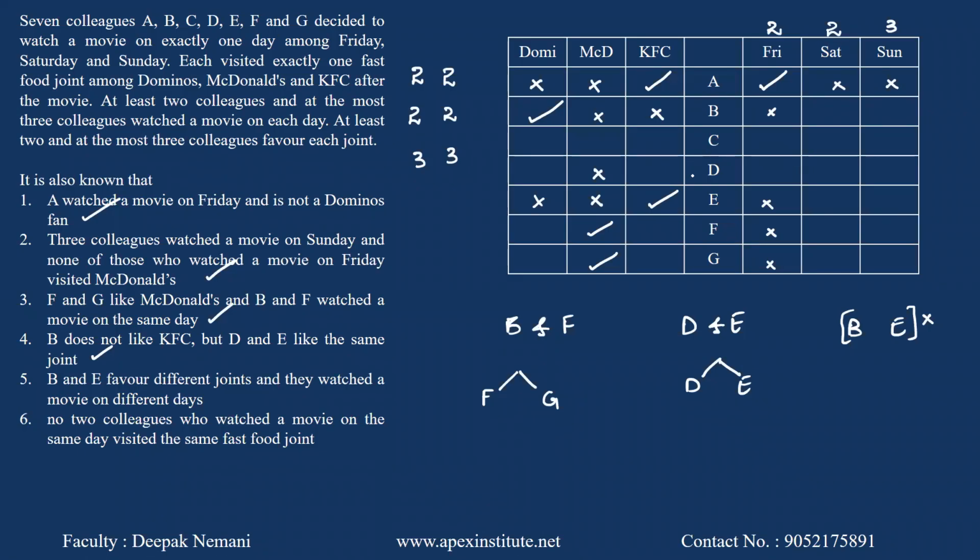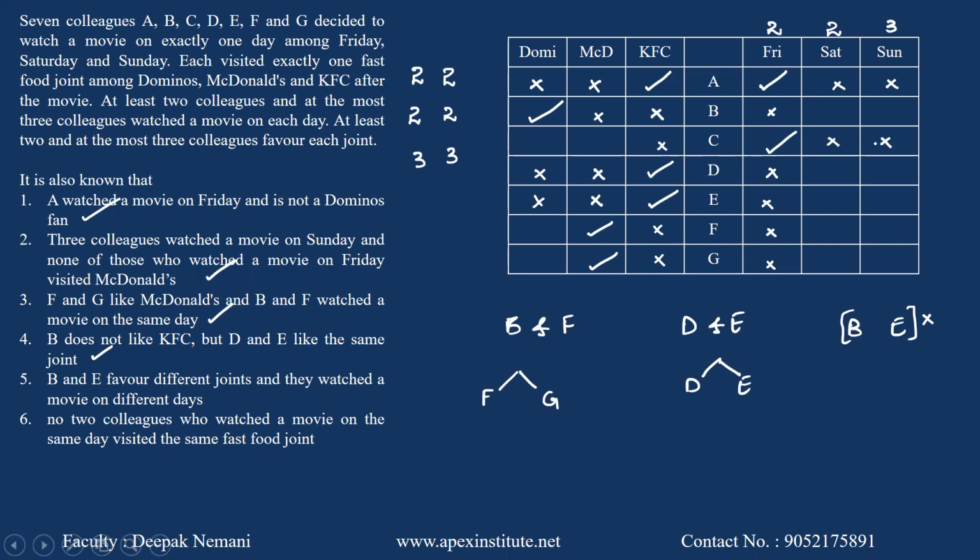Now it is also given that E and D like the same joint. So you have D favoring KFC. Perfect. Now we already have three people favoring KFC, so no other person is favoring KFC. Now if D is favoring KFC, I can say that D did not watch a movie on a Friday. So C along with A watched a movie on Friday.